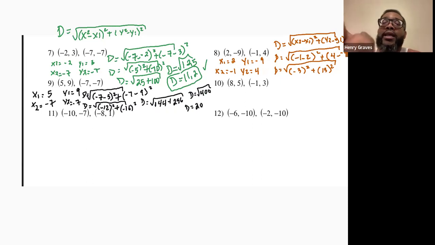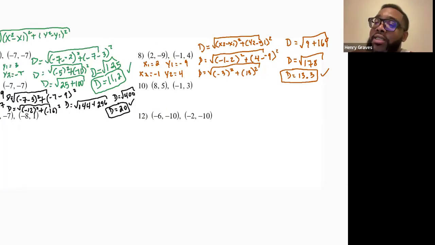Okay, on to number 10. I was just worried about having enough space to get that one in. But God was good. Number 10, x1 is going to be 8. x2 is going to be -1. y1 is going to be negative. No, I'm right. y1 is going to be 5. y2 is going to be 3.